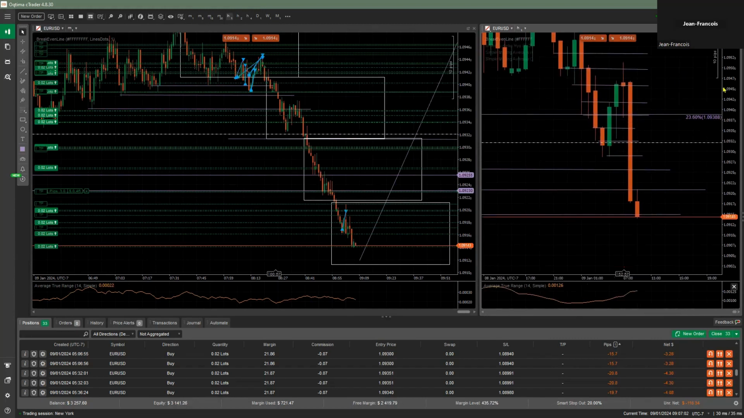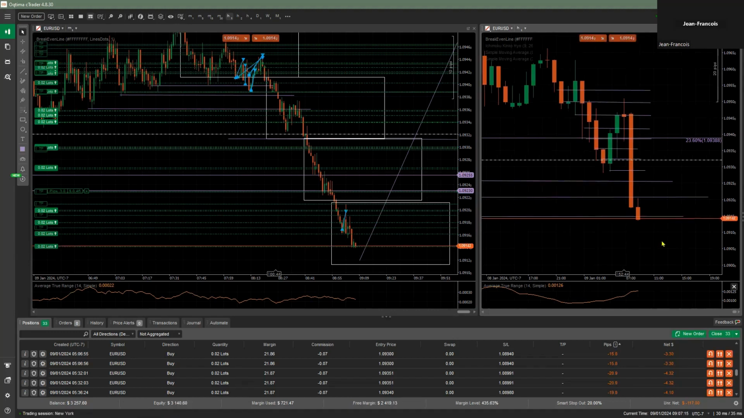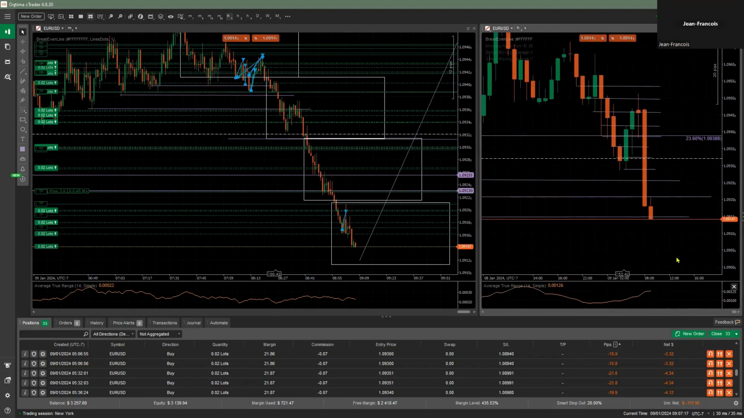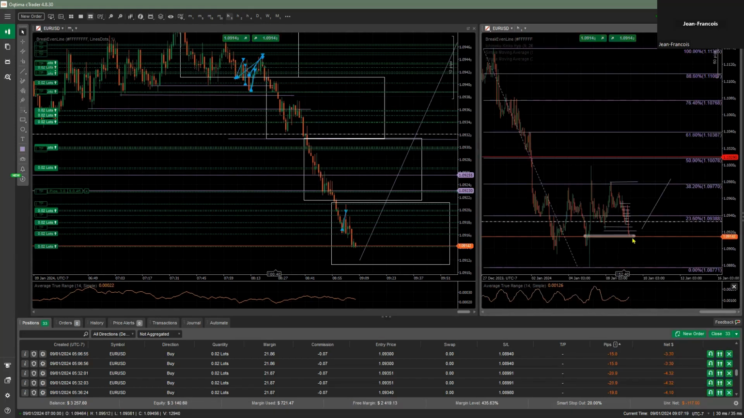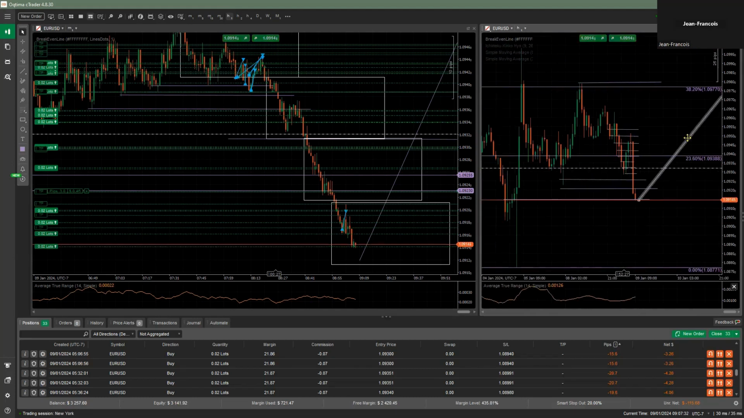If we review the axioms, this looks like axiom number 3. It's slowing momentum. So what should come of this? Maybe we find support, and from that slowing momentum, we have a reversal. Okay, so expecting the unexpected is what we do best.